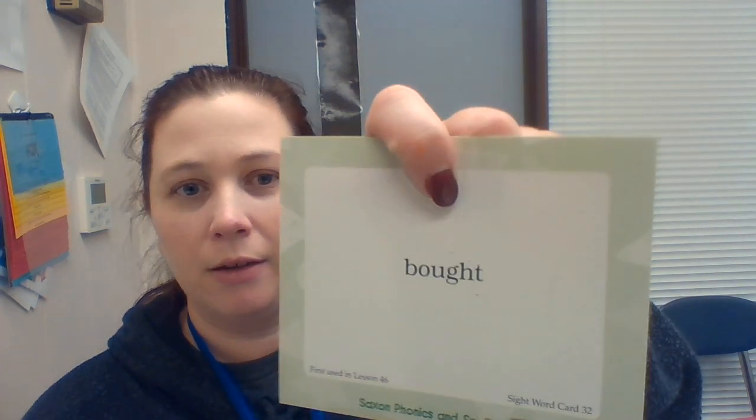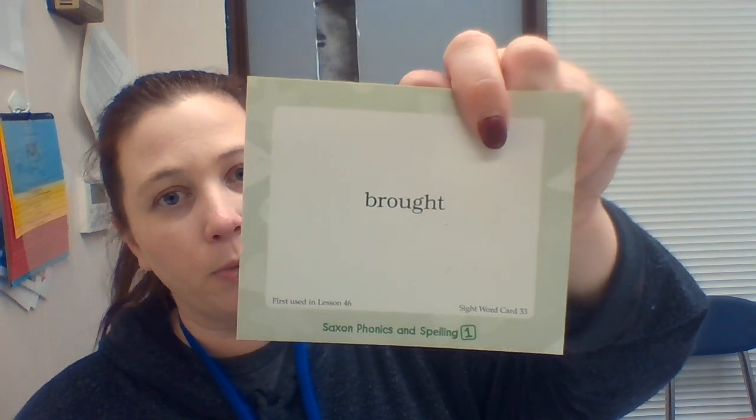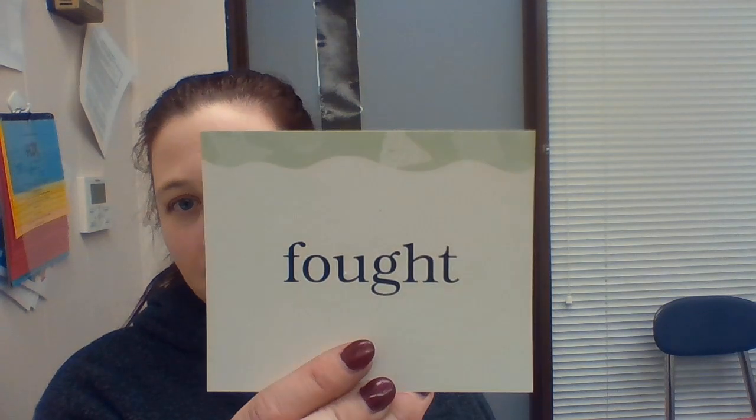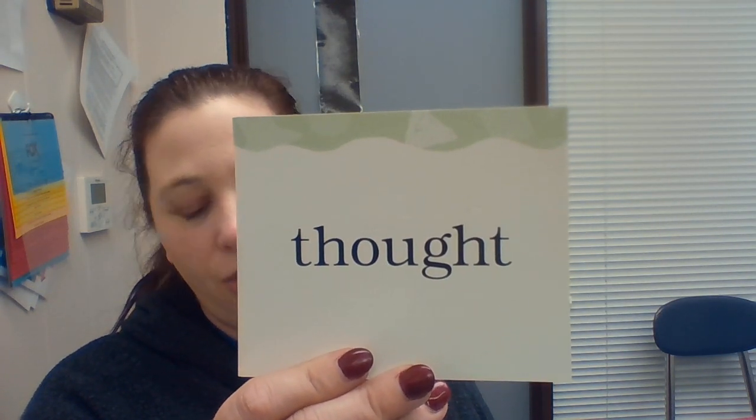All right, next we're going to move on to some new sight words. Our new sight words are bought. Bought is our first new sight word. Our next new sight word is brought, which is very close to bought, but we have that brr at the beginning to make it brought. All right, our next new sight word is fought, fought. And our last one is thought, thought.